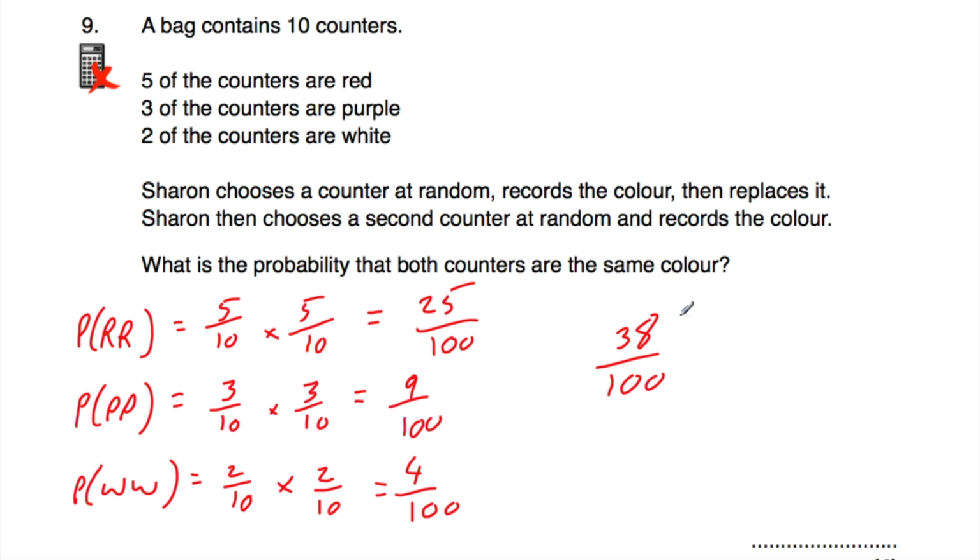And then I like to cancel it down. Now you could just write the answer as 38/100ths, and that's fine. But I'm going to half both of those to be 19/50ths. So the probability that the counters are the same colour is 19/50ths, and that's it.